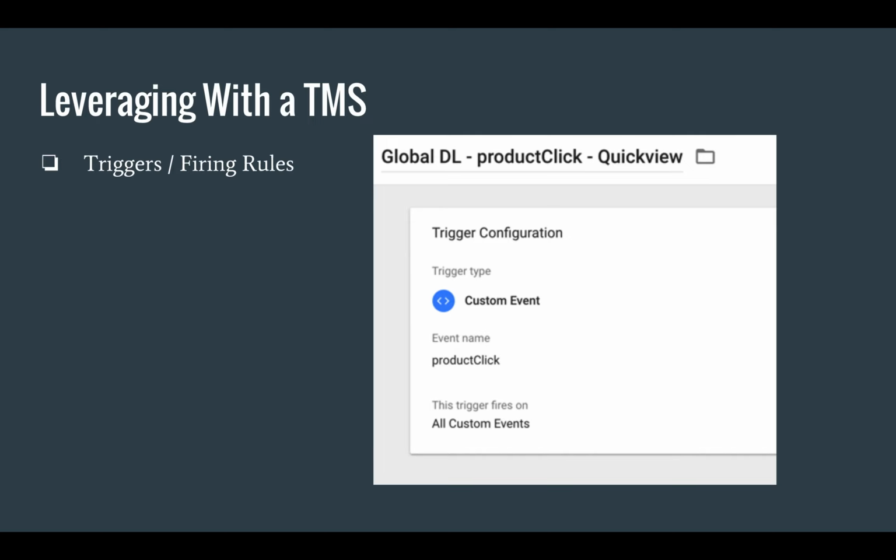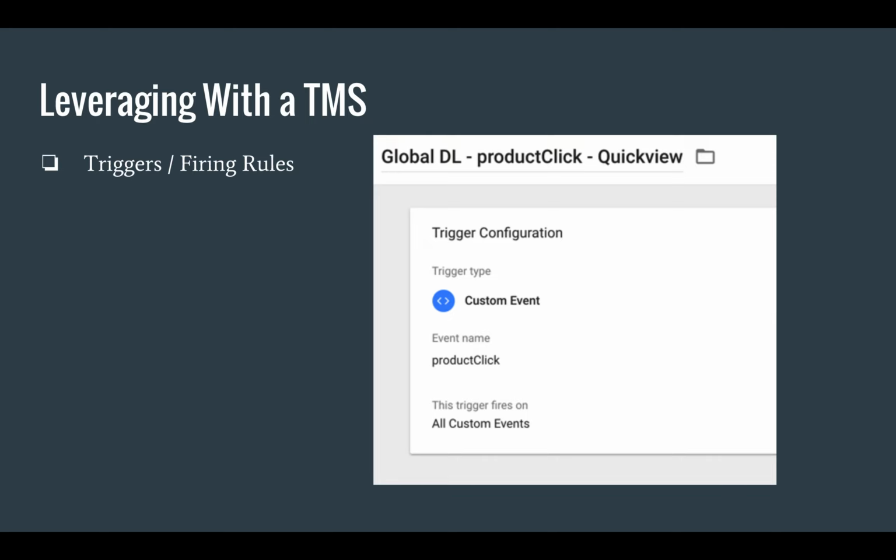The second piece here is setting up your triggers and firing rules within the data layer and then within the TMS to be pointed at the data layer. So here, this is just an example for a product click and a quick view. Now, again, this is one of those elements that are going to happen within the page. It's not going to be a fully reloaded page.